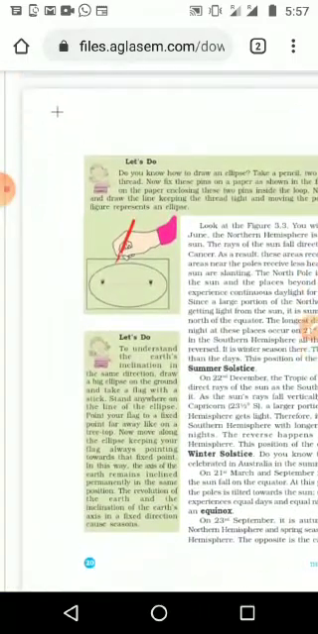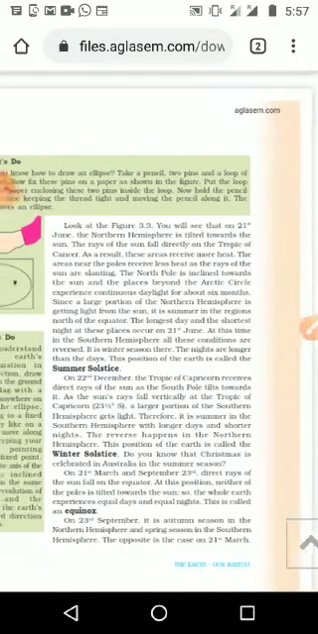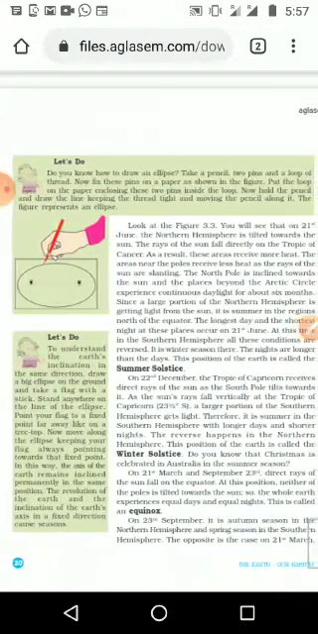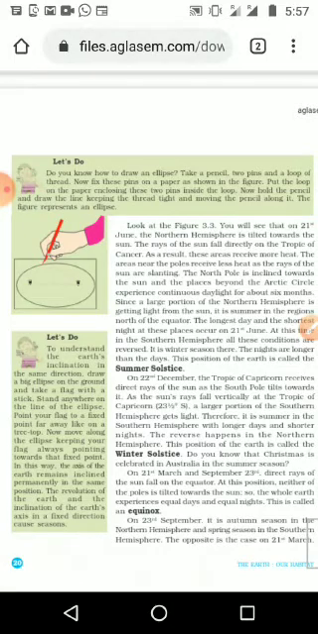First one, we want to make an ellipse. How can we make it? We want to take a pencil, two pins and a loop of thread. With the help of that, we can make the picture, because this is earth and sun. The sun is standing in a particular position, the earth is moving, and according to that we want to make it.